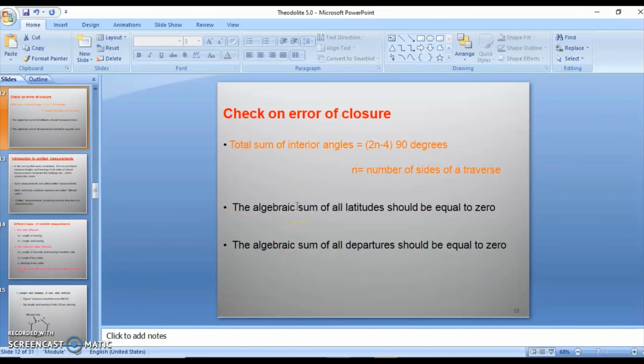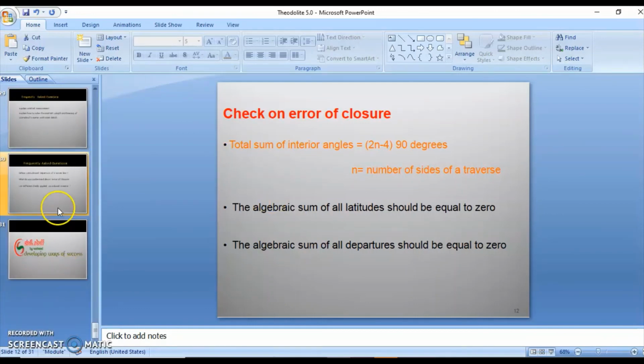Total sum of interior angles equals (2n minus 4) into 90. Algebraic sum of all latitudes should be equal to 0. Algebraic sum of all the departures should be equal to 0. That is a very direct answer to the question that I asked.